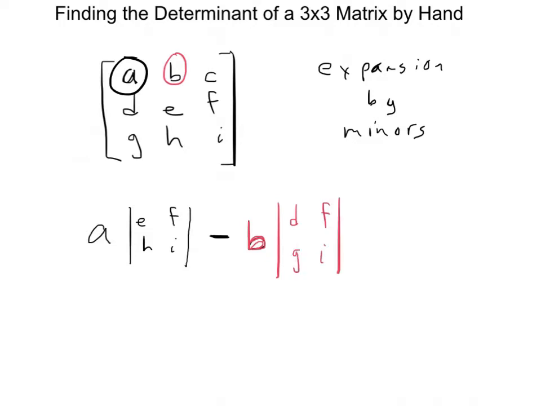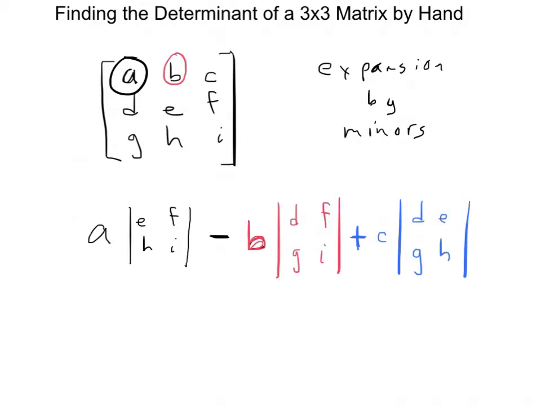And then finally, we'll do plus C times the determinant of a mini matrix. And again, imagine that you threw away the row and the column that C were in. If you got rid of all of this, the mini matrix left would be D, E, G, H. So to find the determinant of this whole thing, we now need to go back and find the determinant of this thing and multiply it by A, find the determinant of this, multiply it by B, find the determinant of this, and multiply it by C.